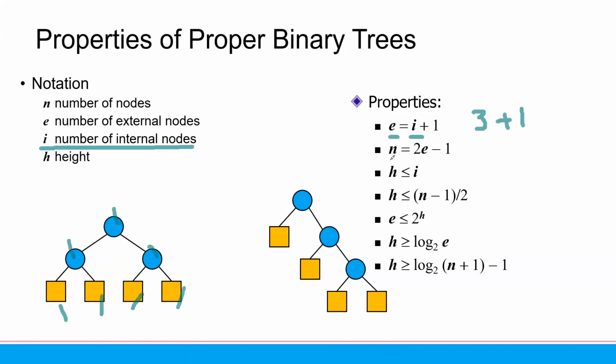And then we have n equals 2e minus 1. n is the number of nodes. 2 multiplied by e. What is e? e is the number of external nodes. External nodes we have 4. 1, 2, 4. So 2 multiplied by 4, which is 8, minus 1. Then it equals 7.